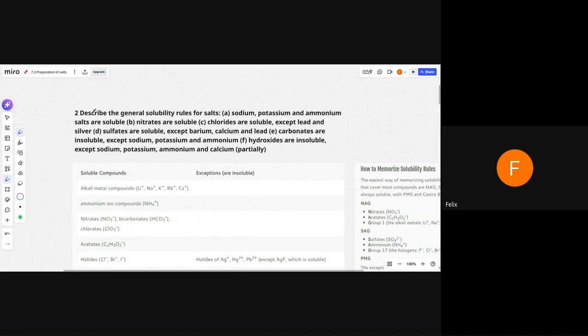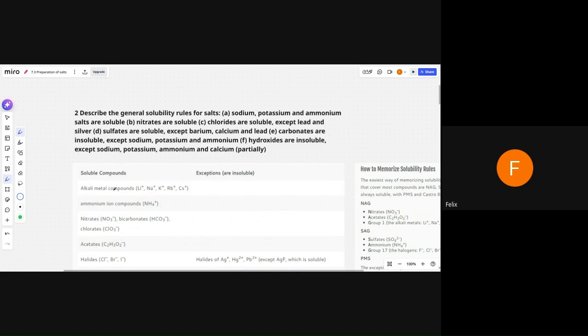The second topic says: describe the general solubility rules for salts. Sodium, potassium, and ammonium salts are soluble. Sodium and potassium are group 1 elements, and they are positive ions, along with ammonium. So no matter what negative ion is connected with them, they will always be soluble without any exception.